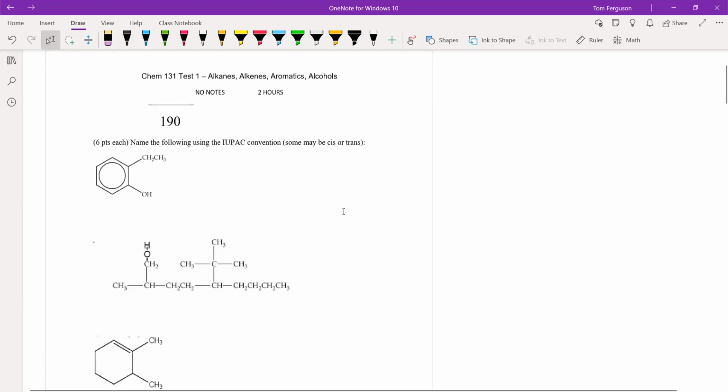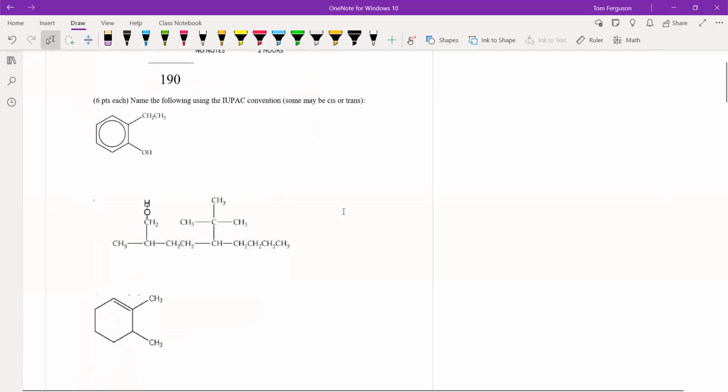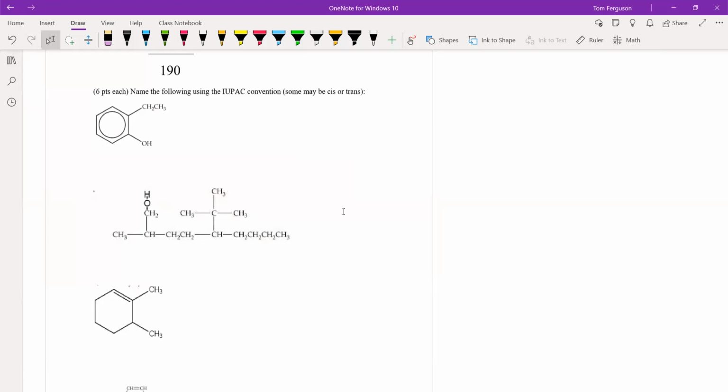Okay, this is a test I gave my Chem 131 class, which is equivalent to this class, a couple of years ago. More like 5 years ago. And it's a test on alkanes, alkenes, aromatics, and alcohols. So let's go through here and see what one of my tests looks like. All right, start off with naming.